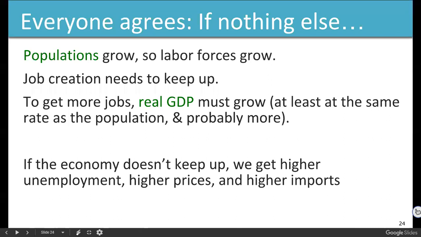Okay, I telegraphed a few slides too early. Population is growing, so our labor force is growing. Population growing, aggregate demand is growing. Well, hopefully, as population is growing, our labor force is growing too. We'll get 3% more people. Well, we get 3% more high school graduates going out to the workforce to make the extra stuff that those 3% of people are going to be eating and drinking and wearing and smoking. You know who you are. So, populations grow, so we need job creation to keep up with the growing labor force.